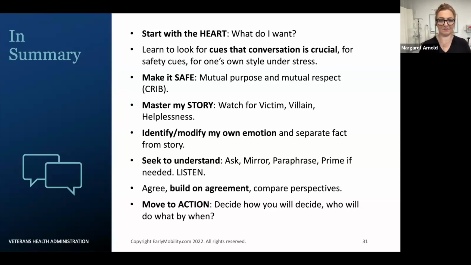Prime if needed. Listen to the patient or your coworker or your manager or your unit peer leaders on the unit or your facility coordinator, program manager. Agree, build on your agreement, compare perspectives, back up until you can find common ground. Move to action. Decide how you will decide. Who will do what by when? You may agree to disagree in the moment. You might say, you know what, I think maybe now is not a good time to talk about this. Can we come back to it later? Let the emotions settle down and then talk about it rationally.